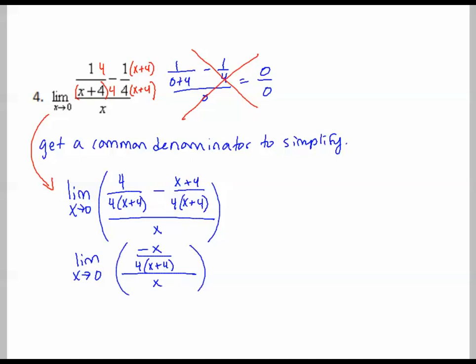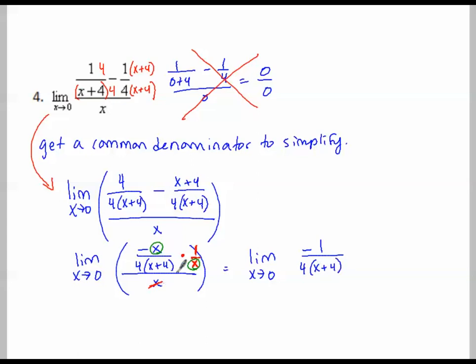Now, instead of dividing by this x, we can write this as times the reciprocal of it, which is 1 over x. Multiply by the reciprocal instead of dividing by that term. If we do that, then you're going to be able to cancel out this x with this x. They factor out, and it looks like this. The limit as x approaches 0 of negative 1 over 4 times x plus 4.